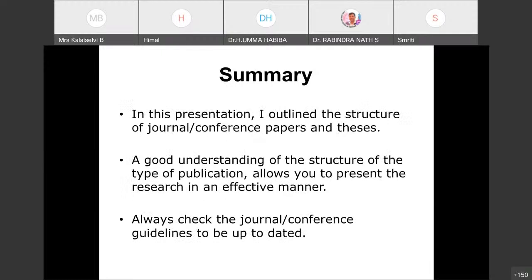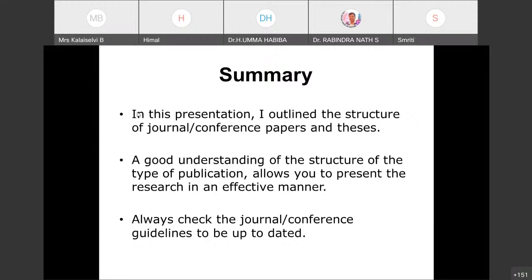So I'm sorry, with that, I think I can come to the last slide of my presentation. In this presentation, I outlined the structure of journal and conference papers. I didn't talk much about thesis, but I think I gave you a glimpse or basic idea of what should be included in a thesis as well. A good understanding of the structure of the publication allows you to present research in an effective manner, right? So you have to follow this structure, so that the research paper will, first of all, get accepted and be read by many colleagues, peer researchers in your field. So ultimately, you might also get a lot of citations and recognition for your research, right?